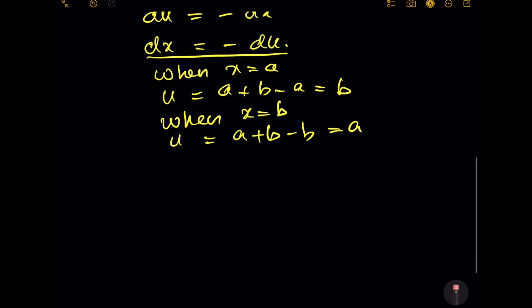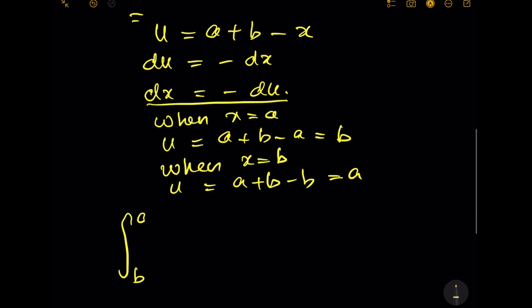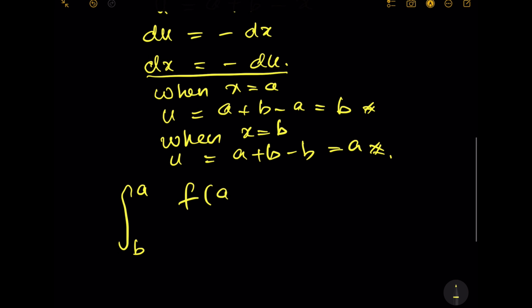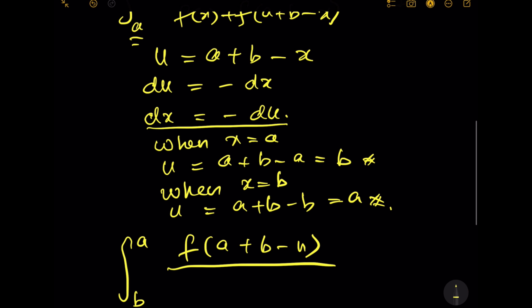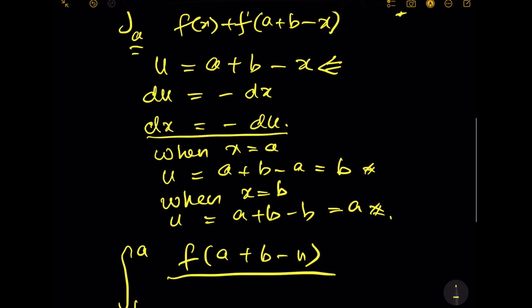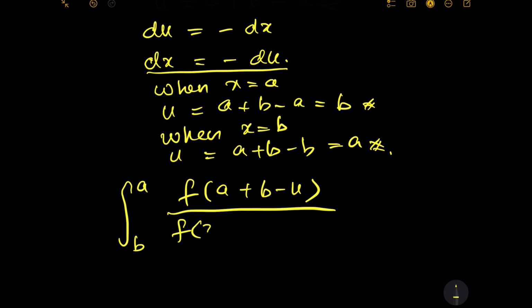First of all, the limits shall change to b to a, based on the calculation here and here. And then the function f will change to function a plus b minus u. This is function x, because x has been changed to a plus b minus u. The same goes for the function f at the bottom, which becomes f of a plus b minus u.